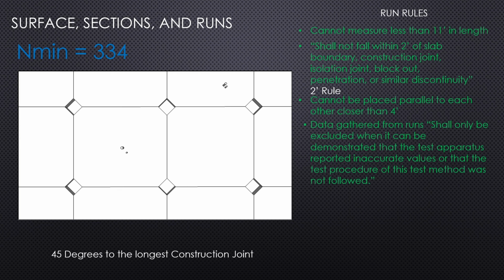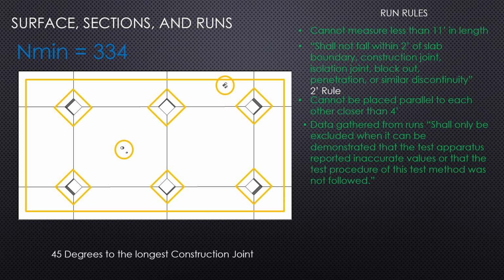Not only is it easier to go back and replicate where you placed your runs, but it gives the concrete contractor and the general contractor data that they can use to see what may have gone wrong during the placement process, should a situation arise where they did not meet the specified numbers. So let's get back to the 45-degree run layout method. First, let's create our 2-foot boundary. Now let's lay out our runs using this 45-degree layout pattern.